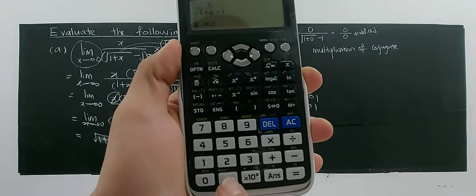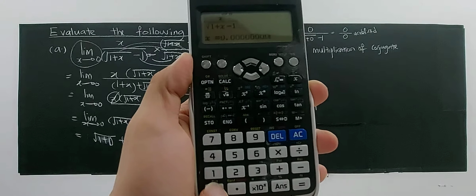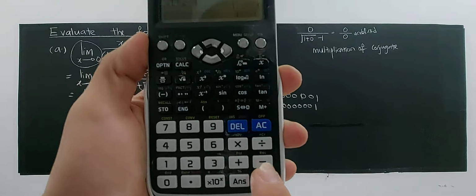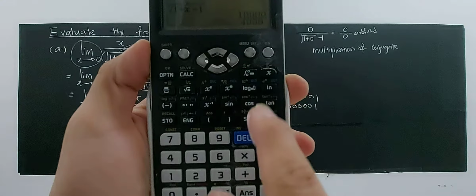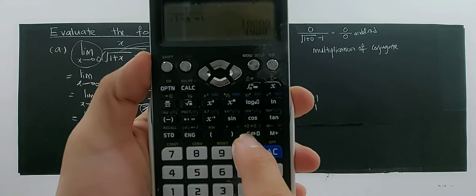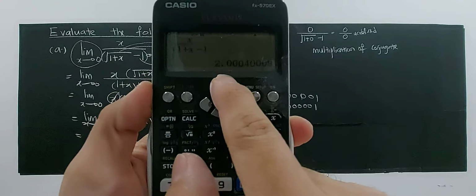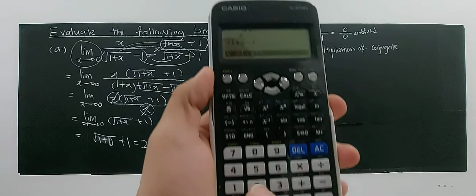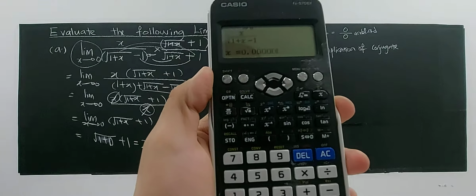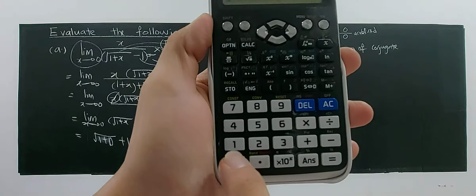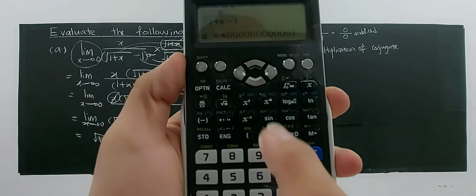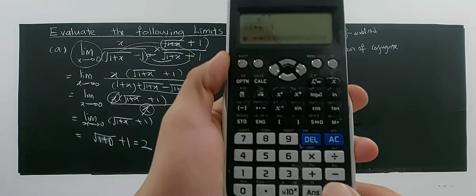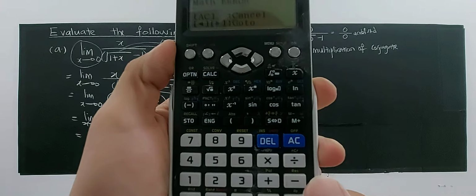I use 0.0000001, then press the equal button two times, one more time. Then I get 2, getting near to 2. The more zeros I key in, the nearer to 0, for example 0.000000001, this one is nearer to 0. So you press equal, equal.